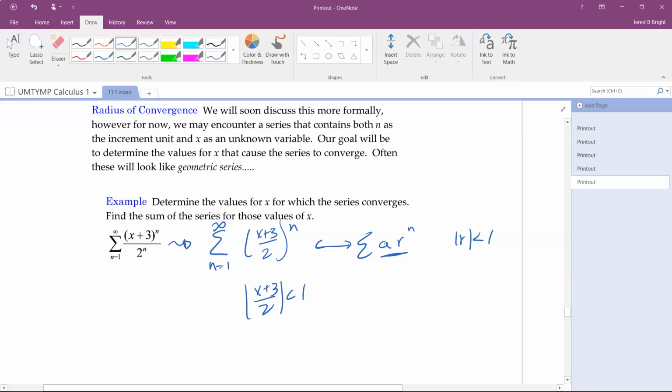Oh, and that's an absolute value inequality. I can write that out: negative 1 less than x plus 3 over 2 less than 1. Solve for x. Multiply by 2, subtract 3, and I'd get negative 5 less than x less than negative 1. So this is what I would call my radius of convergence. This is the values of x for which the series converges. So that's the first part.